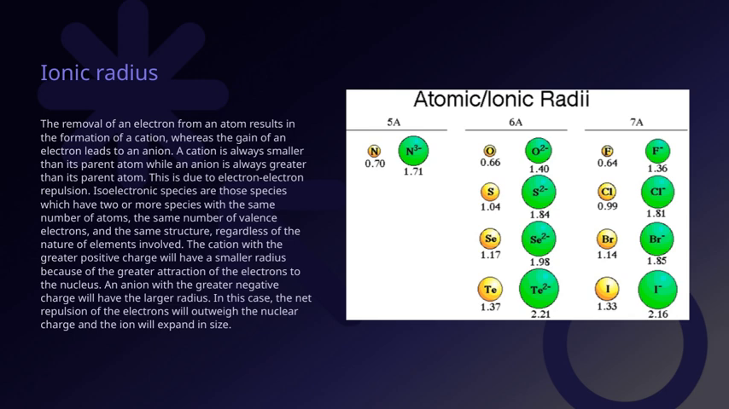Now, when comparing cations with different charges, the one with the greater positive charge will have a smaller radius. Why? Because the stronger positive charge pulls the electrons more tightly toward the nucleus. On the flip side, a more negatively charged anion will have a larger radius because the increased negative charge causes more electron-electron repulsion, which outweighs the attractive force of the nucleus, leading to an expanded size.